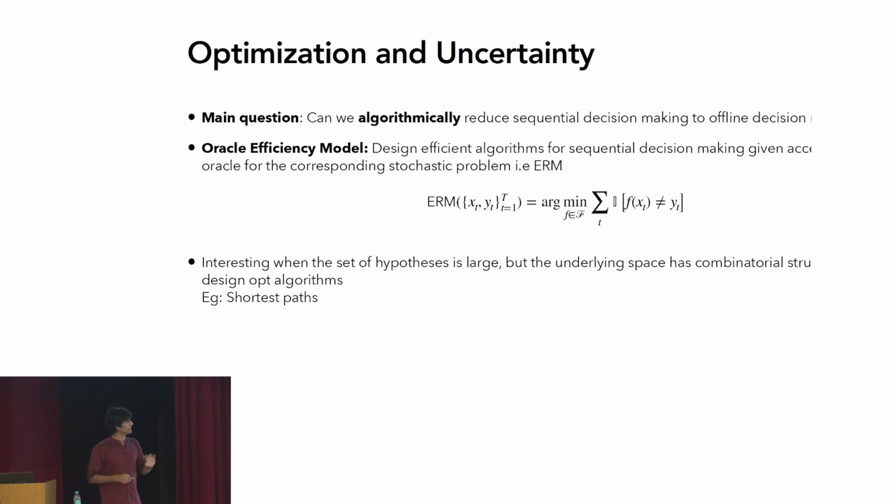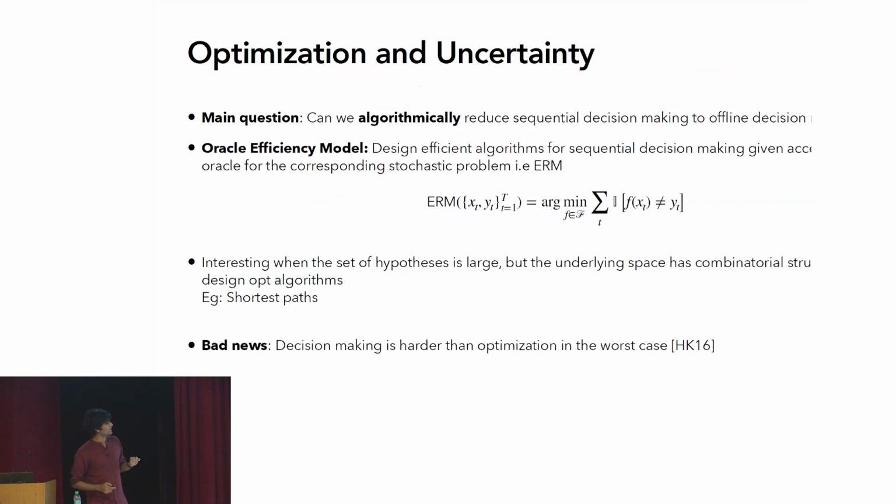So the setting that we would be interested in is where this number of hypotheses is large, but the space has some combinatorial structure so that you can do this optimization easily. The standard example for this is shortest paths in a graph. There are exponentially many paths, but given any weights, you can solve which is the shortest path first.